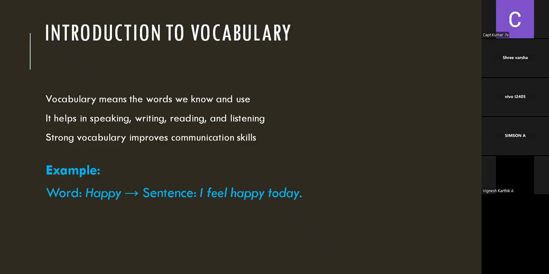Vocabulary is the collection of words that we use in our daily life. Without vocabulary, we cannot express our thoughts clearly. For example, if a student knows only basic words, they may struggle to explain their ideas. But if they know more words, they can speak confidently. For instance, instead of saying I'm very tired, we can say I'm exhausted. This makes our communication more effective and interesting.